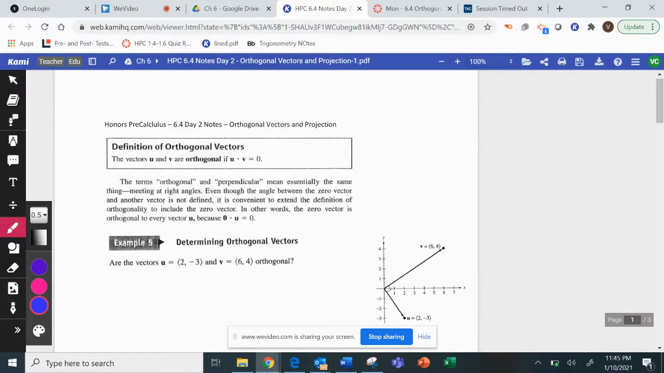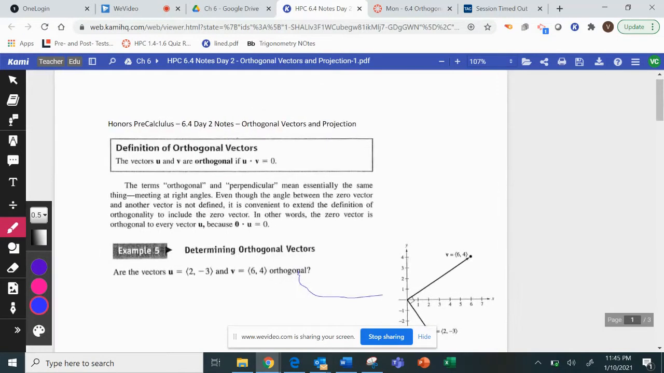Hello, Honors Pre-Calculus. Today's notes are about 6-4, day 2, and we will be learning how to do things with orthogonal vectors, and we will learn about projection of vectors. So we're going to start with orthogonal vectors.